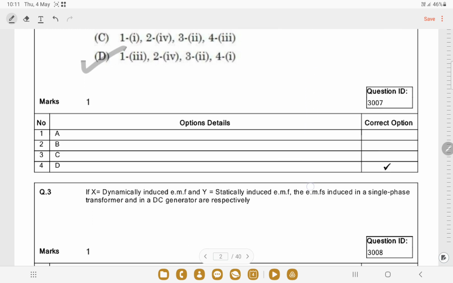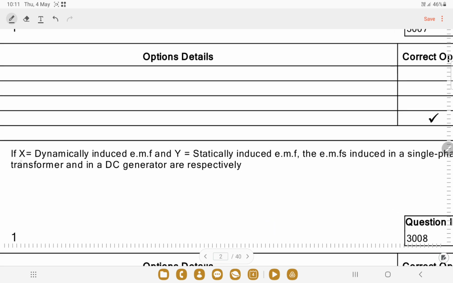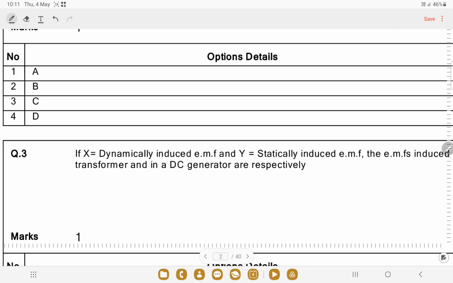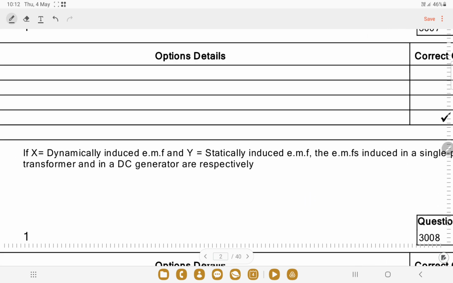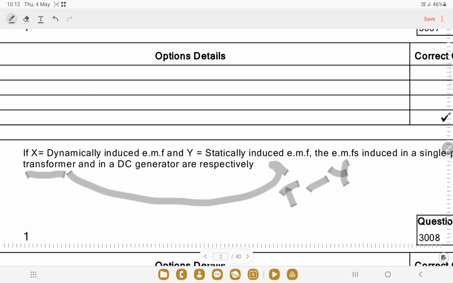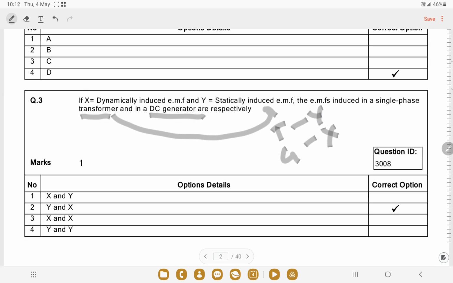This one. So next question we have here is if X is equal to dynamically induced EMF and Y statically induced EMF, the EMF induced in a single phase transformer and in a DC generator are. We know that the single phase transformers, the EMF induced is always statically induced. So for transformer it will be Y, and for DC generator it will be X. For generator it will be X. So answer will be YX. It is given by the option 2.